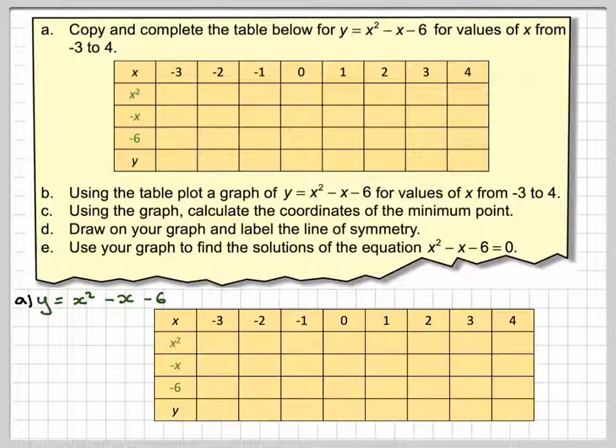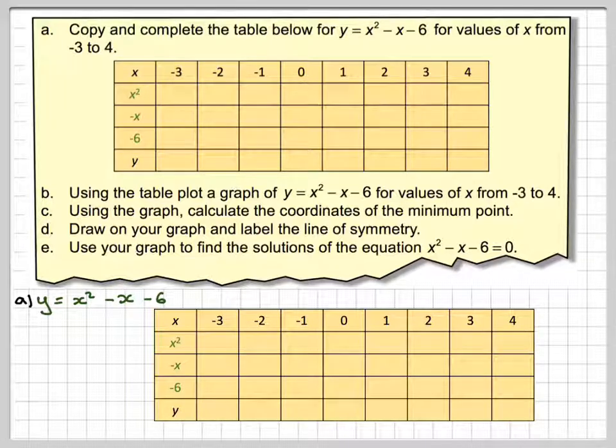So we've got y is equal to x squared minus x minus 6. We've got this table. The table's here to help us actually work out when x is equal to minus 3, what will be the y coordinates. So these are what these two boxes are, and we use these boxes here to help us.